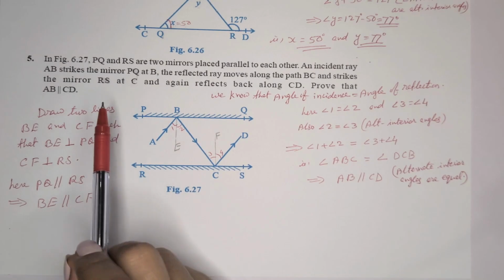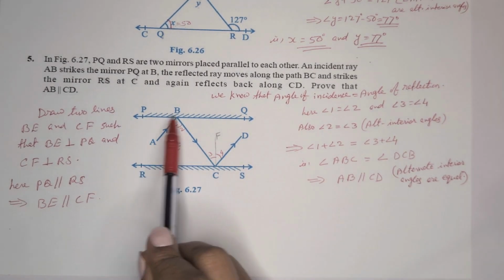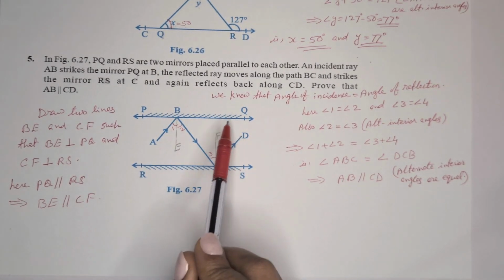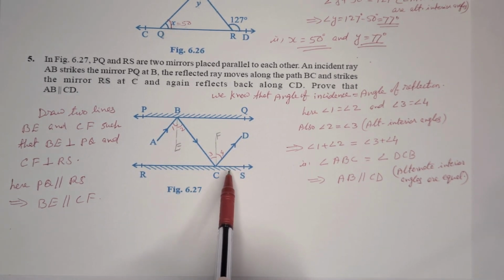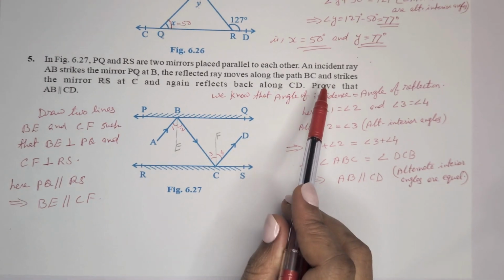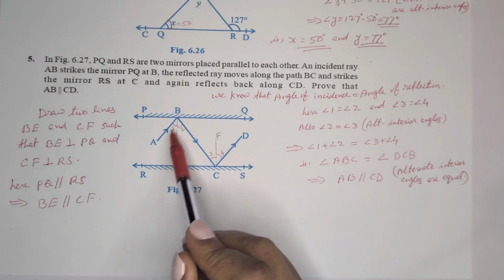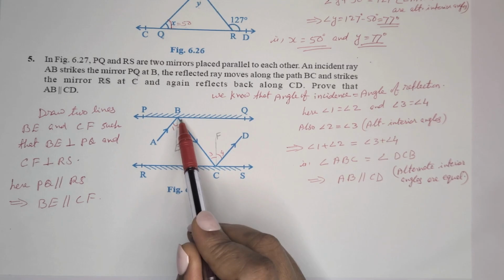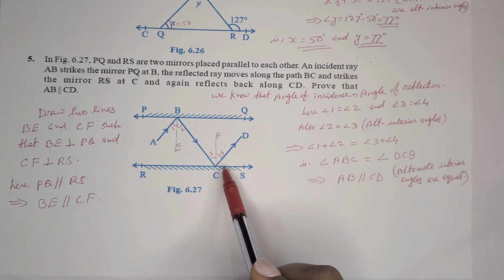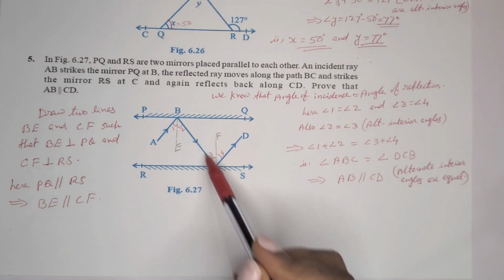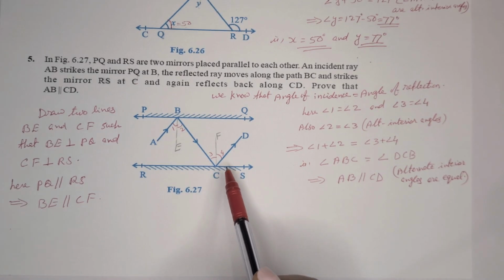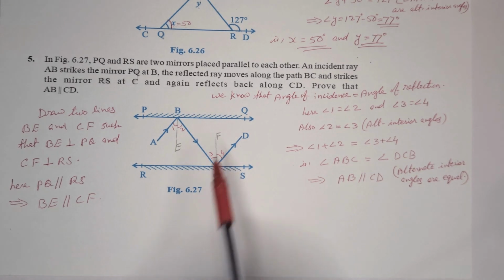Question number 5. Here in this figure, PQ and RS are two mirrors placed parallel to each other. So that means PQ parallel to RS. And then an incident ray AB strikes the mirror PQ at B, and the reflected ray moves along the path BC and strikes the mirror RS at C, again reflects. This ray is reflecting the same way. Prove that AB is parallel to CD. These two lines are parallel.